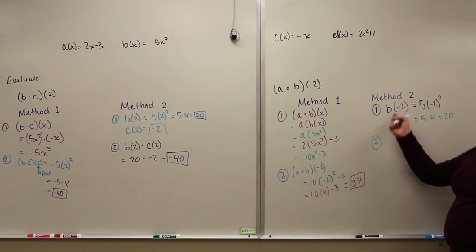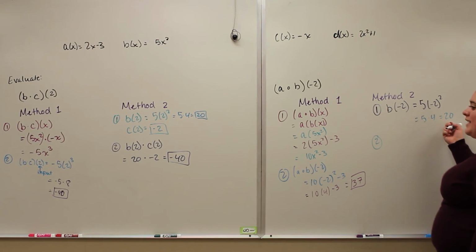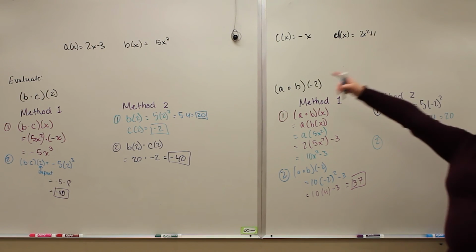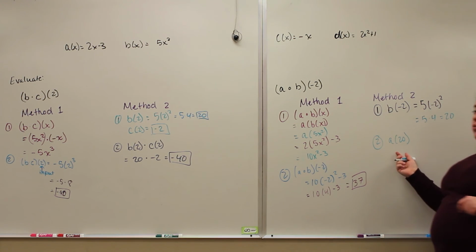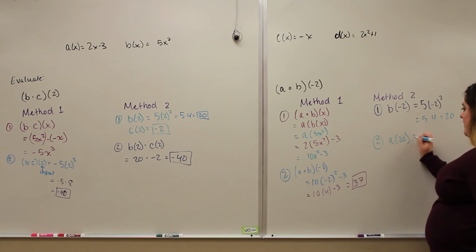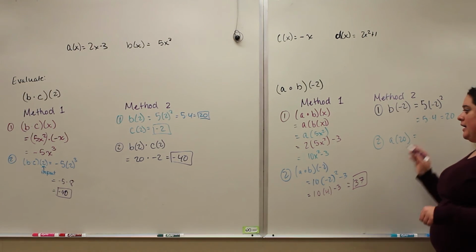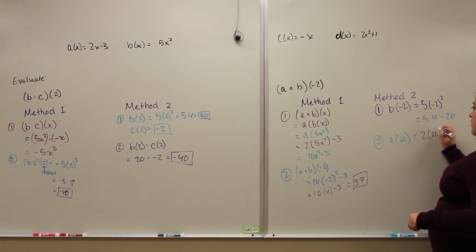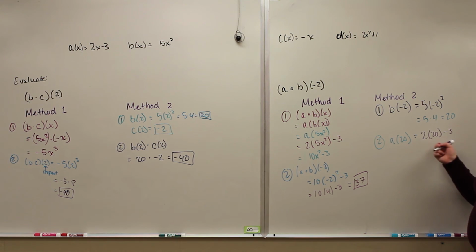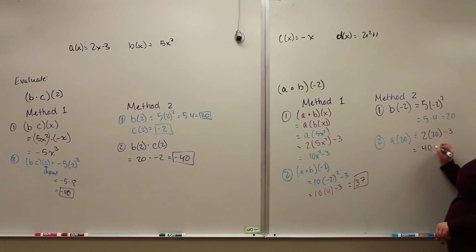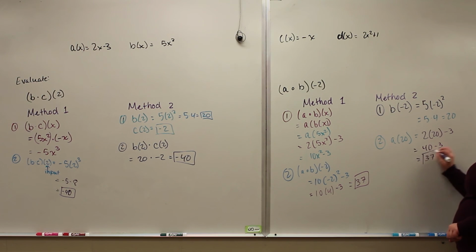Now remember, I can rewrite it as A of B of x, so I'm going to take the 20 that I just found and plug it into my A of x function. So A of 20 equals, well, I'm taking 20 and plugging it in, so I've got 2 times 20 minus 3. 2 times 20 is 40. 40 minus 3 is 37.